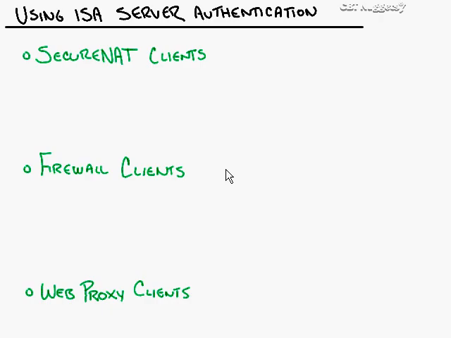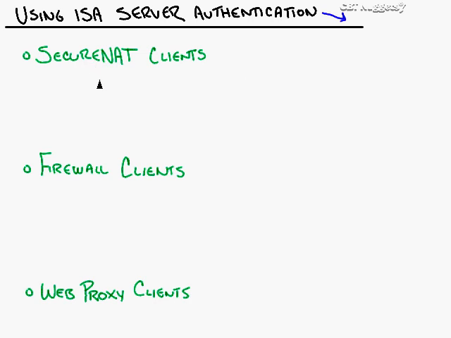Now we just created bandwidth rules that allocated bandwidth to the managers and employees user groups on our ISA server computer. But how does the ISA server really know if somebody's a member of the managers or employee groups? Well, it does that through authentication, user authentication. And each client does authentication a little bit differently.